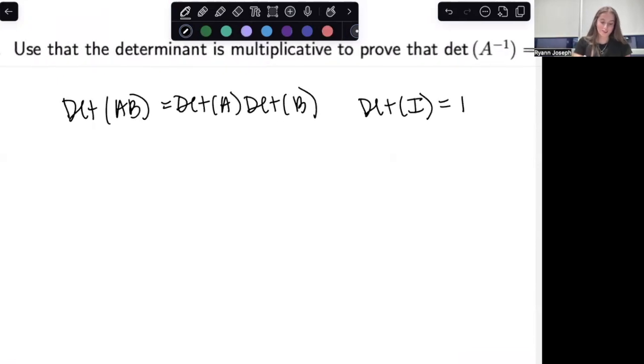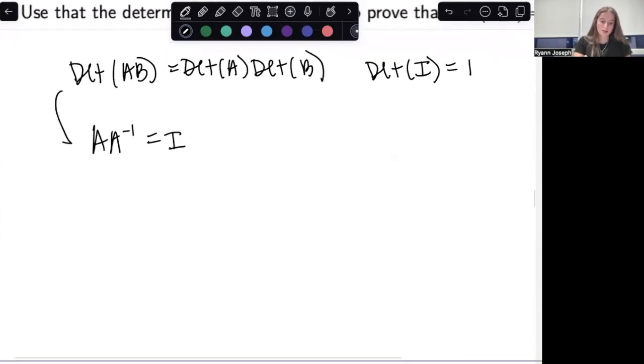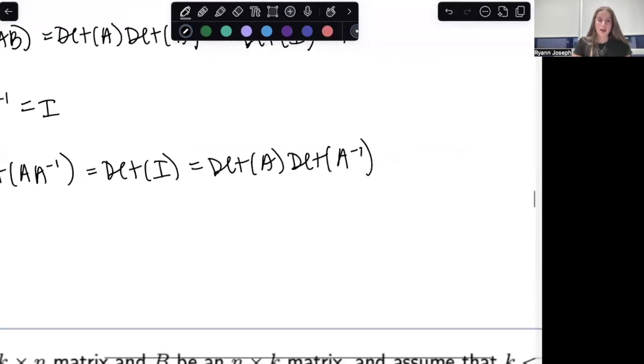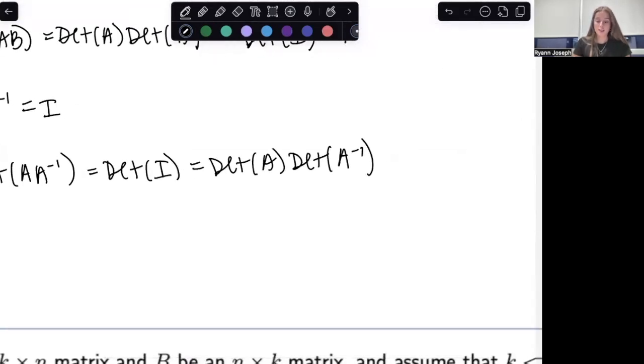And we also know that if we take a matrix A times its inverse, it's always going to be equal to the identity matrix. Putting these two things together, we have the determinant of A times A inverse is equal to the determinant of I, which is equal to the determinant of A times the determinant of A inverse. So just kind of putting those two ideas together. And we know that the determinant of the identity matrix is 1.